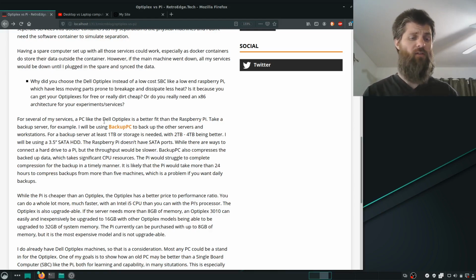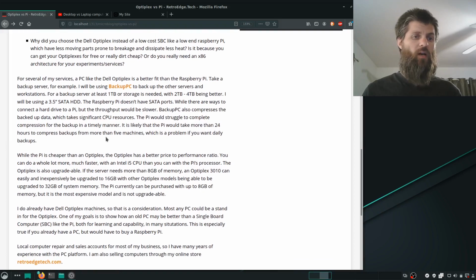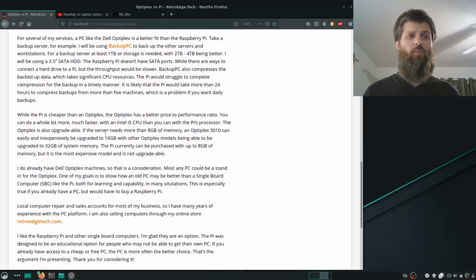So it's a great comparison, comparing essentially a PC versus the Raspberry Pi or ARM-based computers, or kind of Intel x86 64-bit versus the ARM of the Raspberry Pi and the trade-offs there. So I'll just kind of get into some of the things using my backup server as an example. For some of my services, a PC like the Dell Optiplex is going to be a better fit than the Raspberry Pi. I'm going to stress here, it could be any PC. It doesn't have to be a Dell Optiplex.